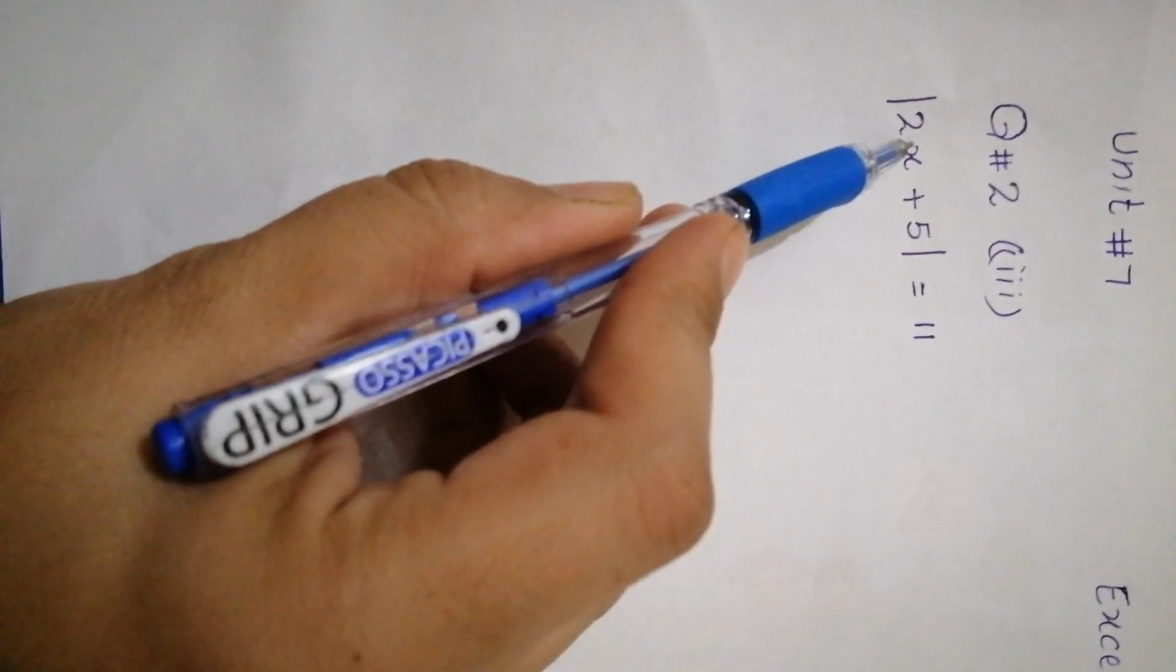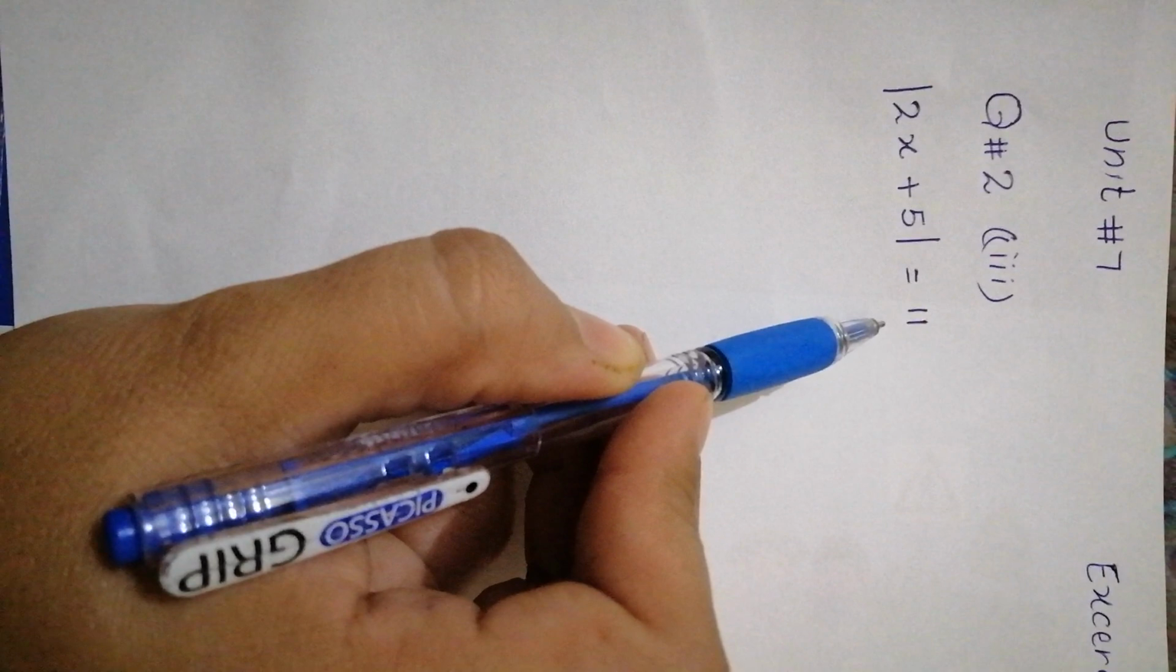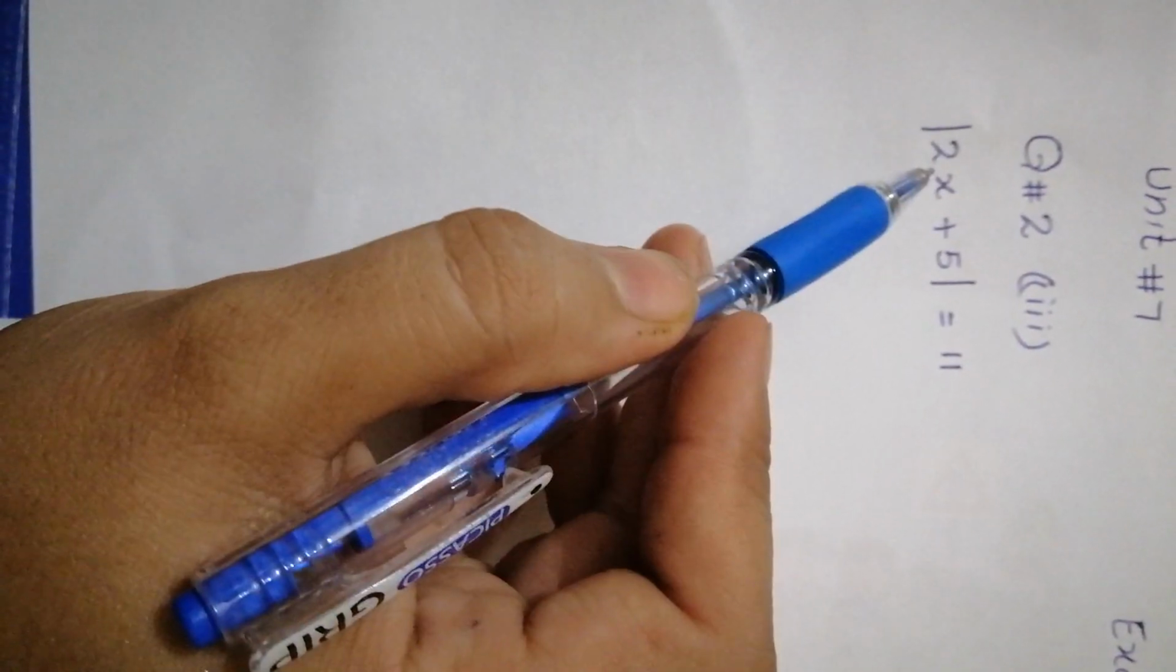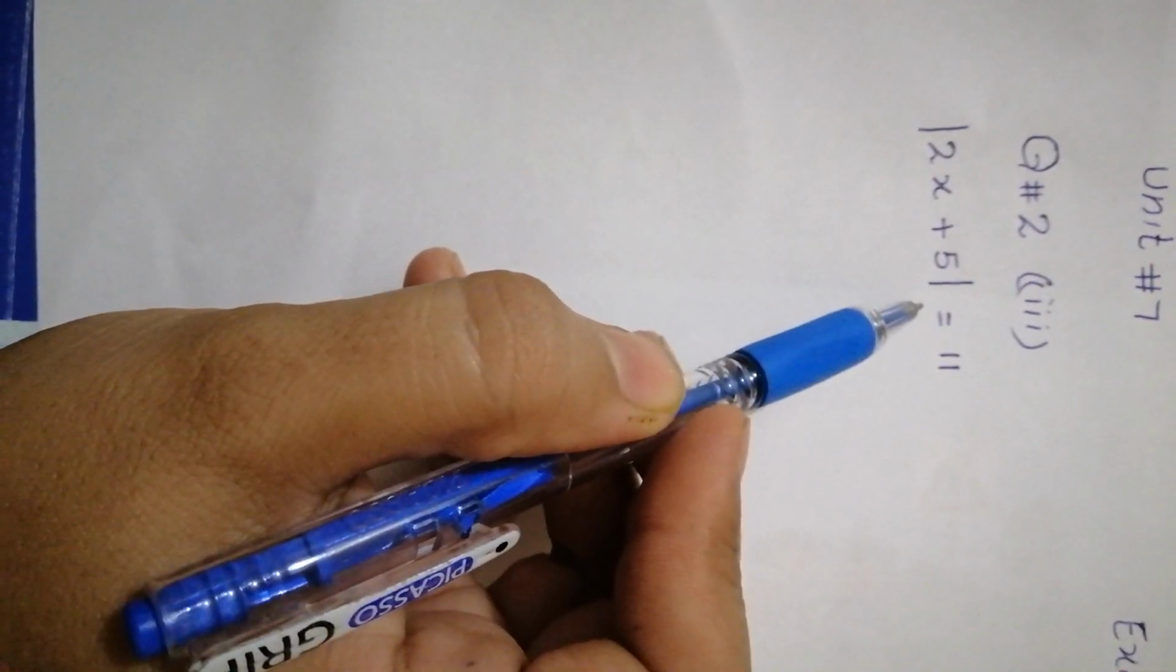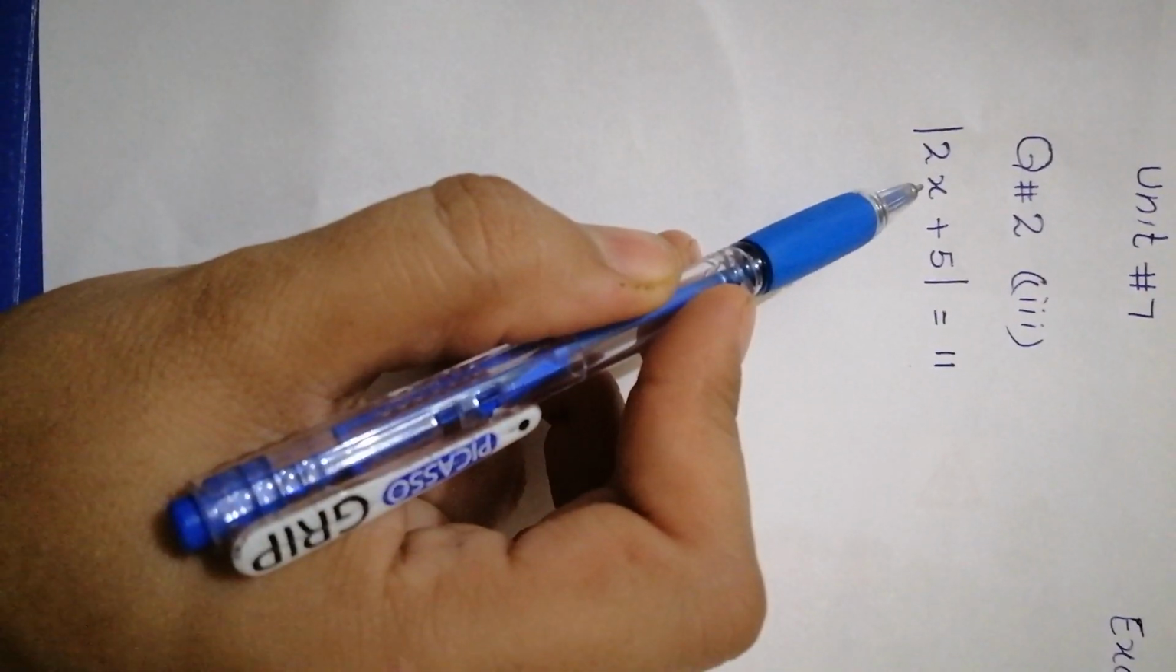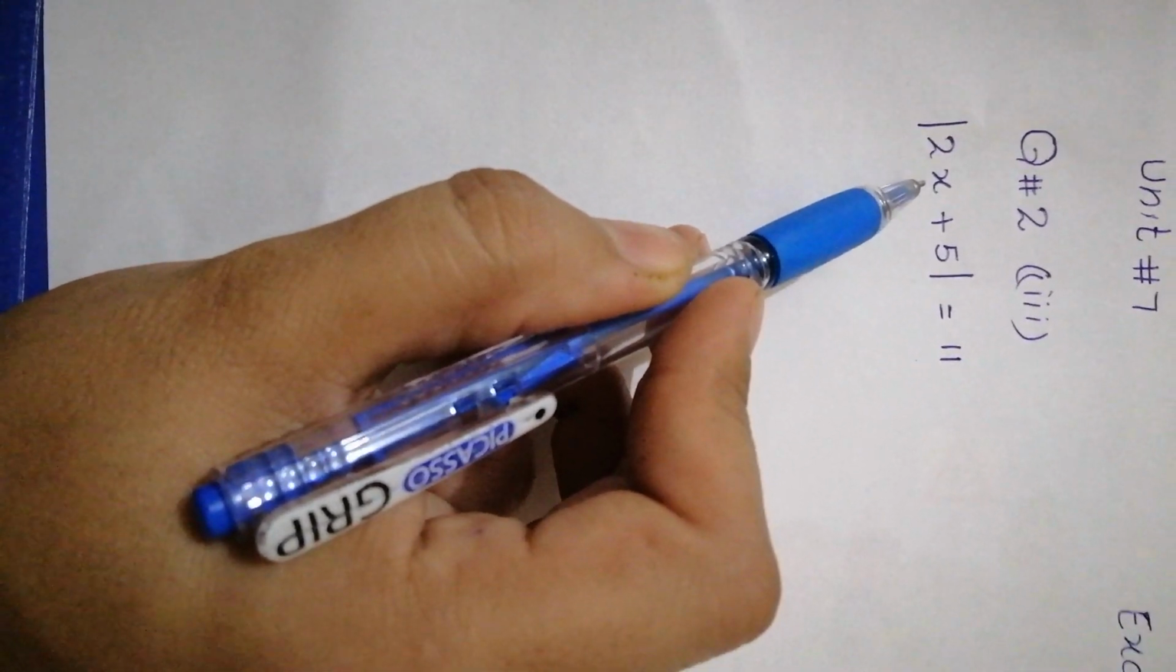Like in question number 2 part number 3, you can see an equation. Absolute value of 2x plus 5 is equal to 11, or mod, you can also say it mod or modulus of 2x plus 5 is equal to 11. You have to solve this equation. Solve mean you need to take out the value of x from this equation.